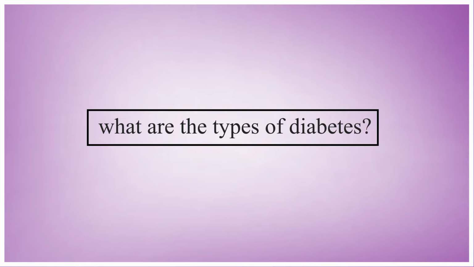What are the types of diabetes? There can be various types of diabetes. Broadly speaking, type 1 diabetes and type 2 diabetes. But again, type 2 diabetes is a diagnosis of exclusion. So you should look for the other causes of diabetes also before labeling a patient as type 2 diabetes.